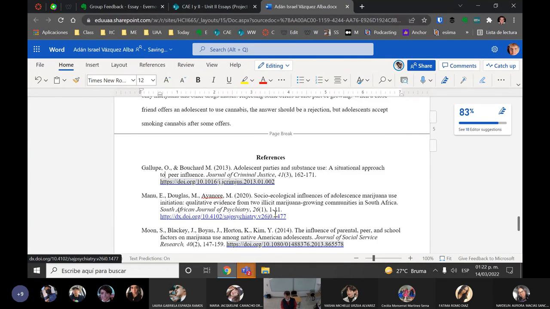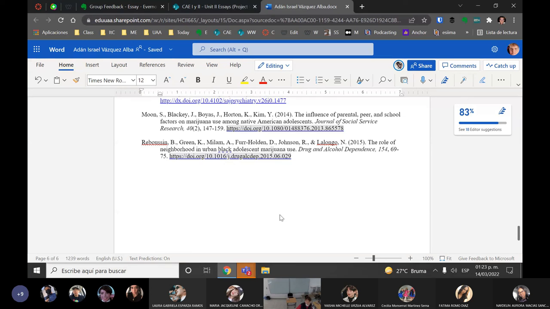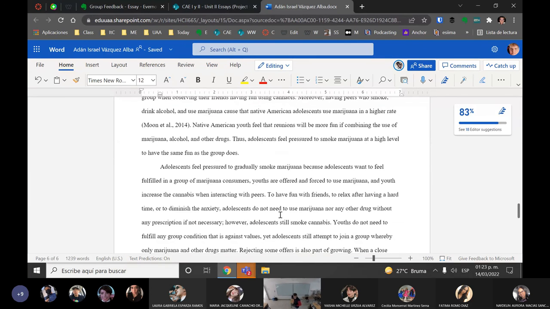So that's why I would suggest using the sliders up at the top and the ruler instead of just trying to force the indentation. All right, any other questions so far?